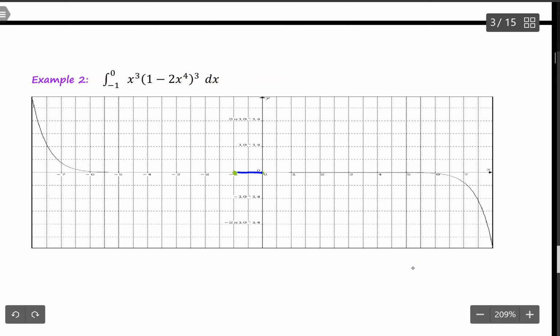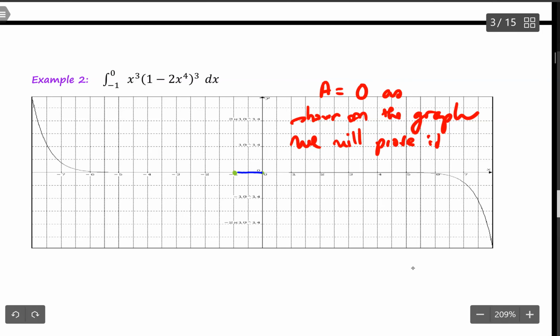So I will make a note here. A is equal to 0 as shown on the graph. But we will prove it, by integrating.